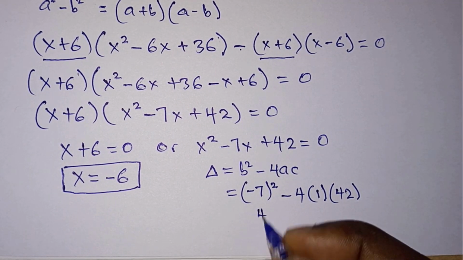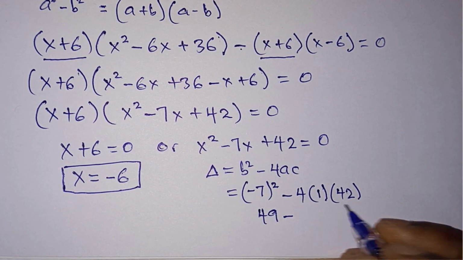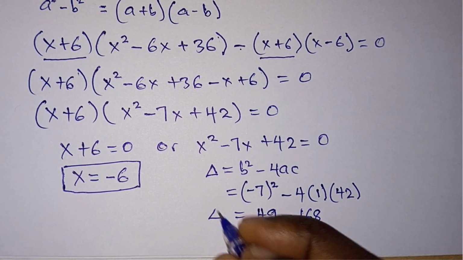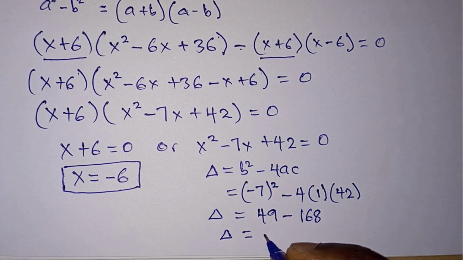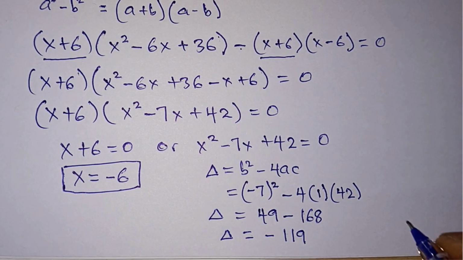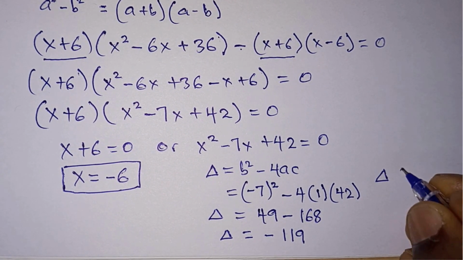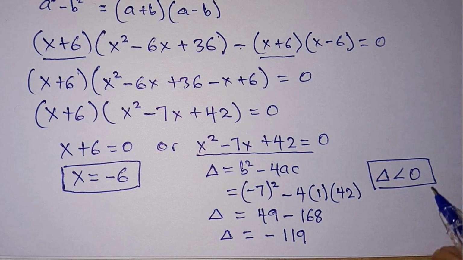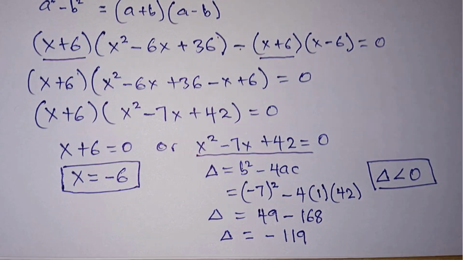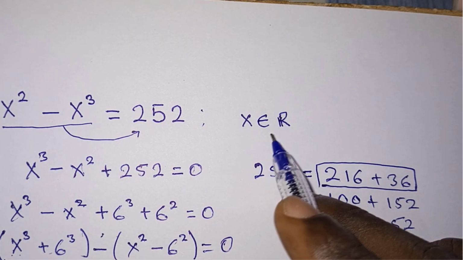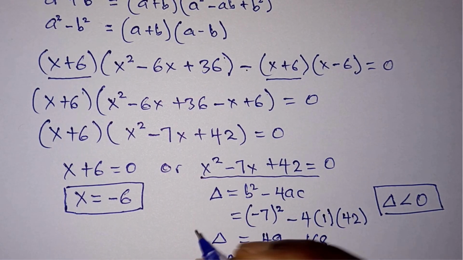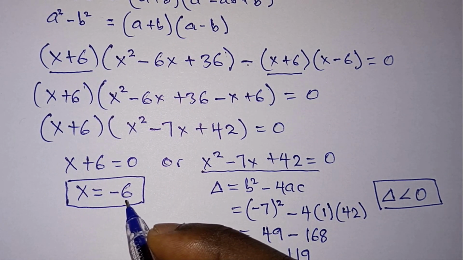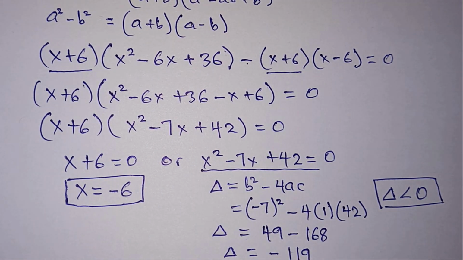Negative 7 squared is 49 minus 4 times 42, you have 168. So we end up getting delta to be negative 119, right? Now we see that delta is less than 0. Therefore, this quadratic equation over here has no real solution. Remember, in the question we were restricted. It says that x is a real number, right? So in all, we see that the value of x that satisfies the equation is x is equal to negative 6. But guess what? We need to verify our answer.